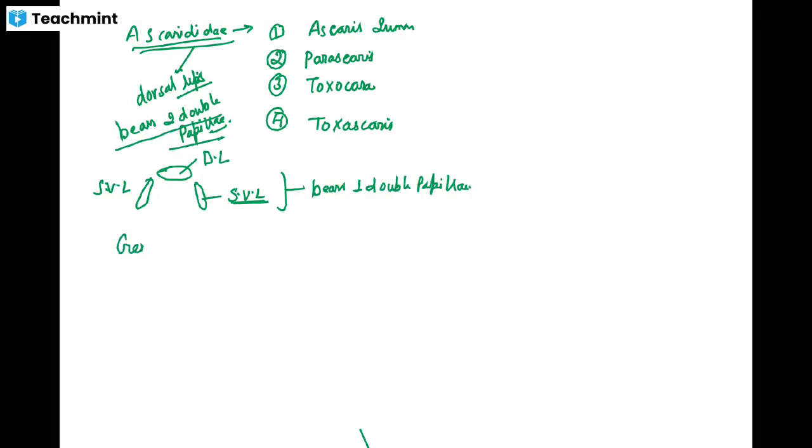So first genus is Ascaris. This Ascaris is a genus, not a species. In this, there is one species that is Ascaris suum. It is known as a large intestinal roundworm of swine.